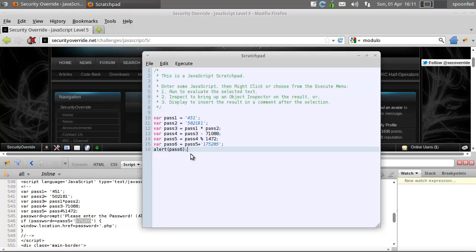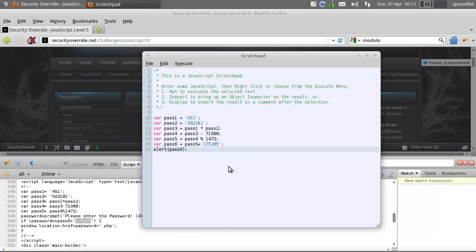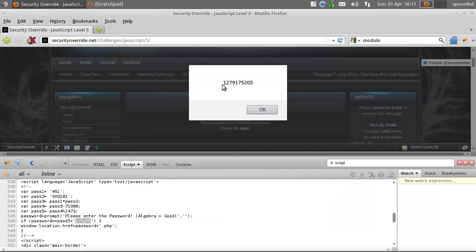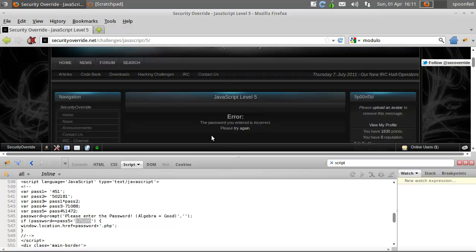175,205. If you don't believe me, we're gonna run this. Run. See, it's 1279 and then 175,205. So that's the answer that we want. And then I need to. Let's see if I can do it like that. Otherwise, I know the answer. So that's okay.